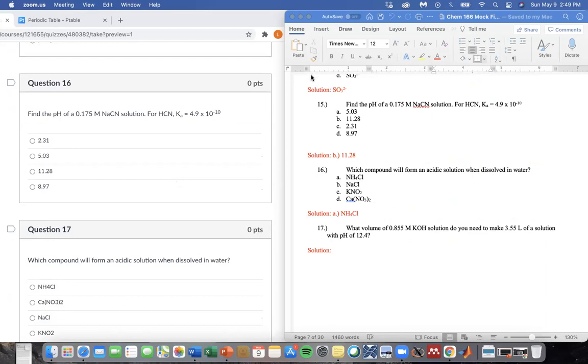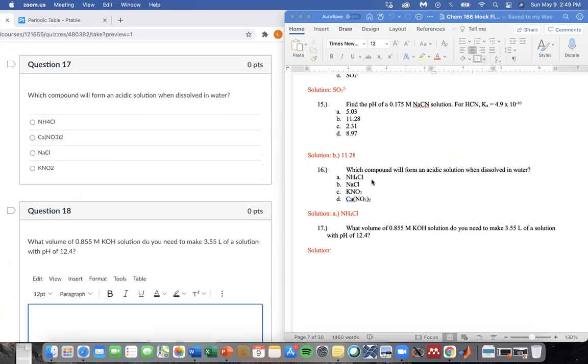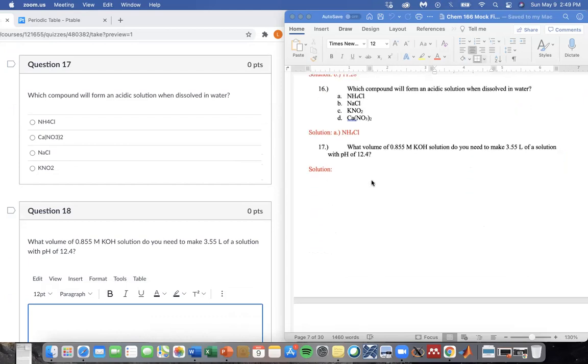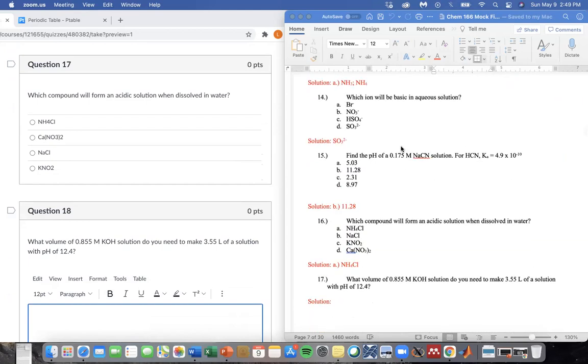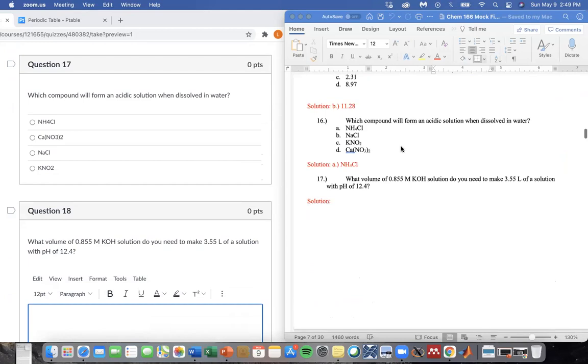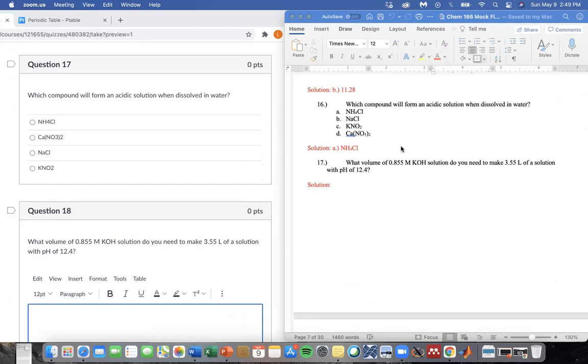All right. For this next one, we have which compound will form an acidic solution when dissolved in water. So kind of the opposite of the one that we had earlier, where we asked which one will be basic in aqueous solution. It's kind of the opposite, where it's like which one won't be acidic.